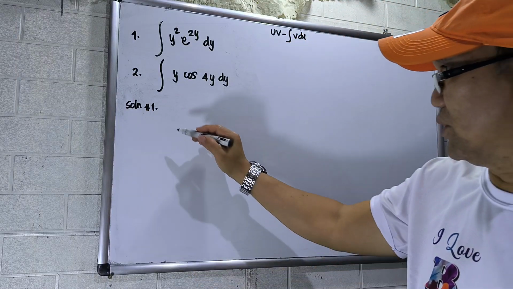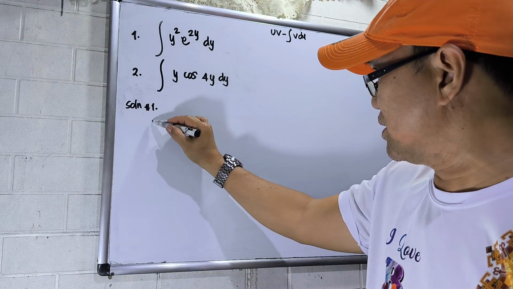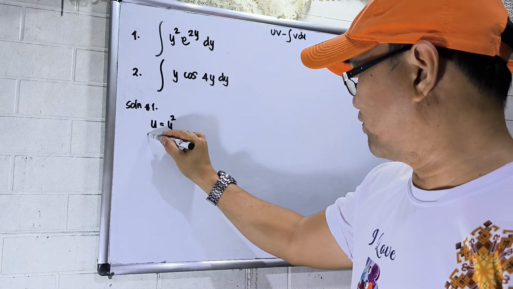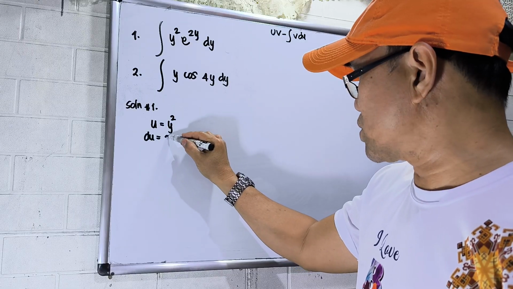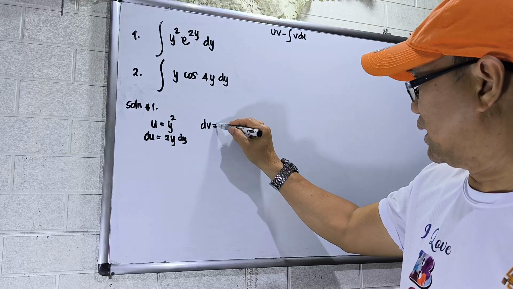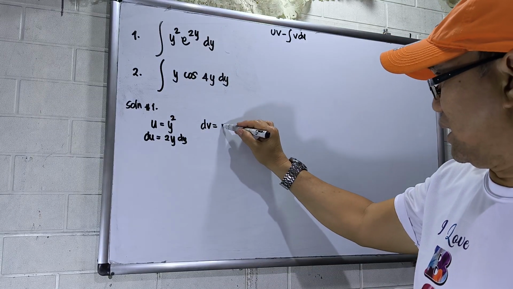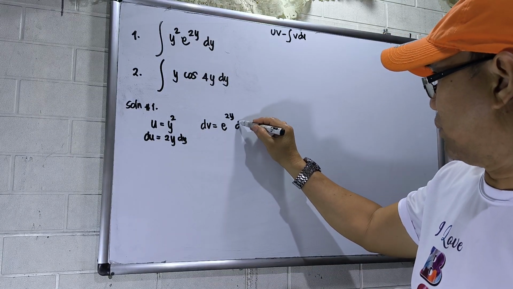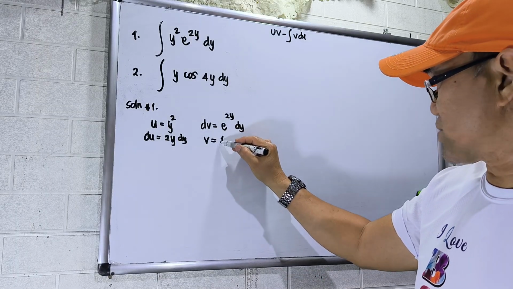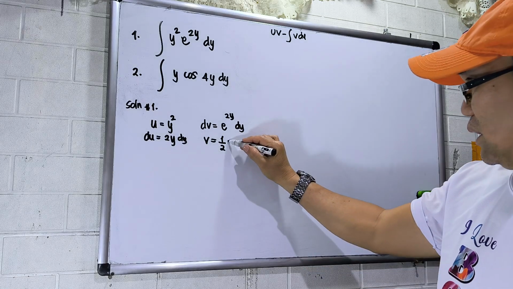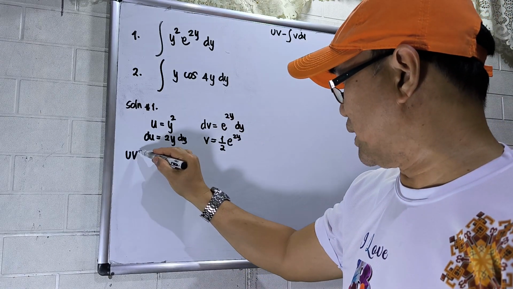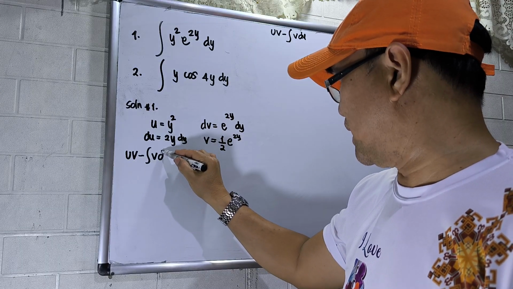Since this is integration by parts, I will let u be y squared. Then differentiating both sides, du will be 2y dy. And then dv is e to the 2y dy. Integrating both sides, v is equal to 1 over 2 e to the 2y. So, uv minus the integral of v du.